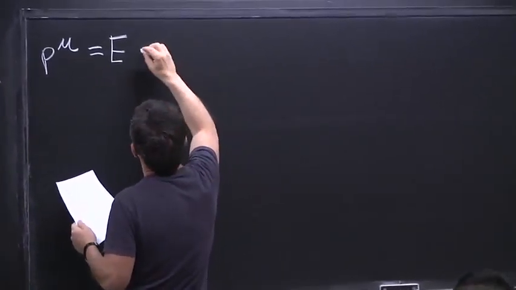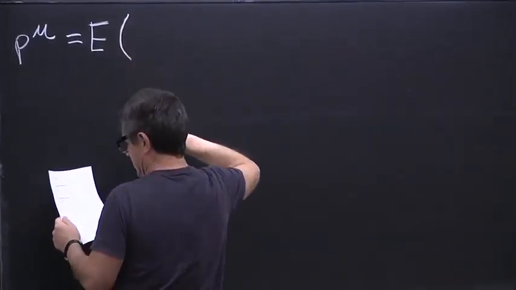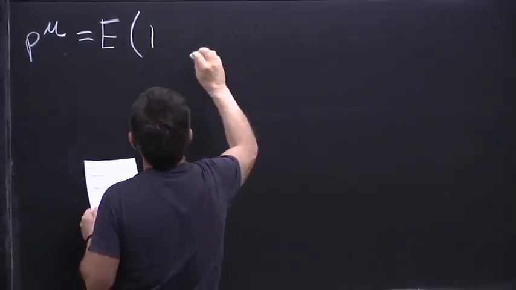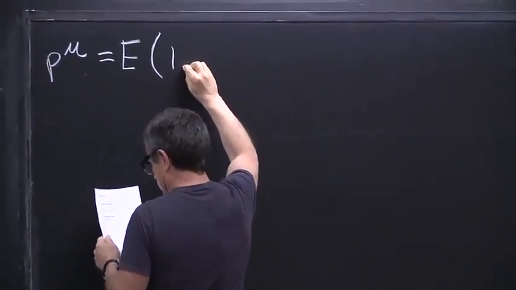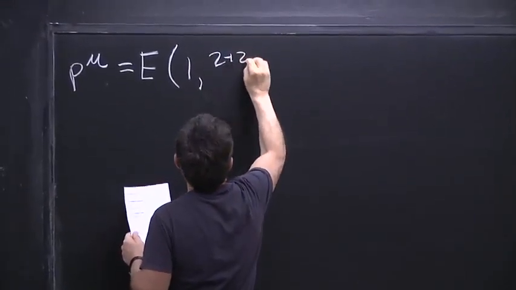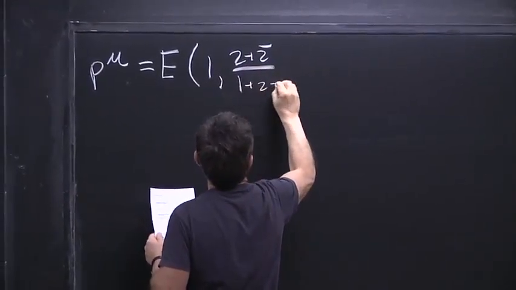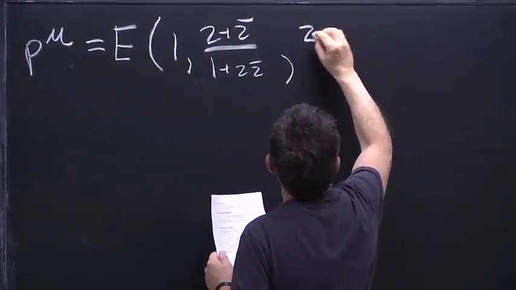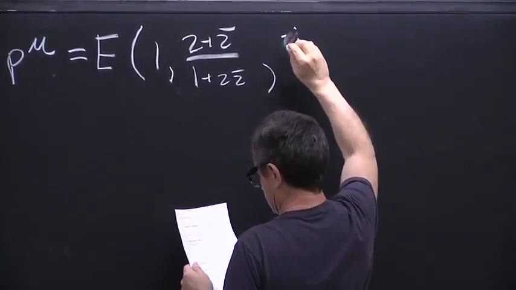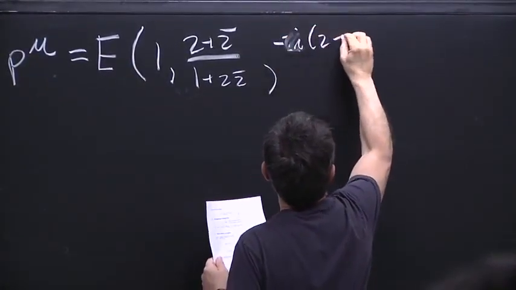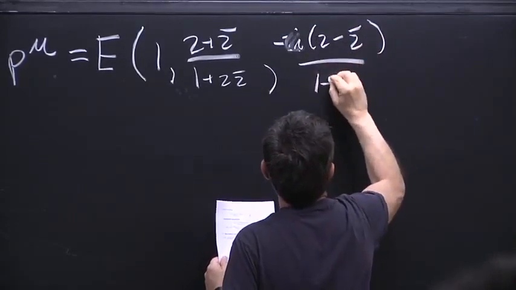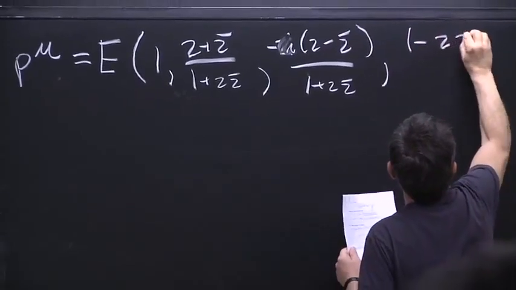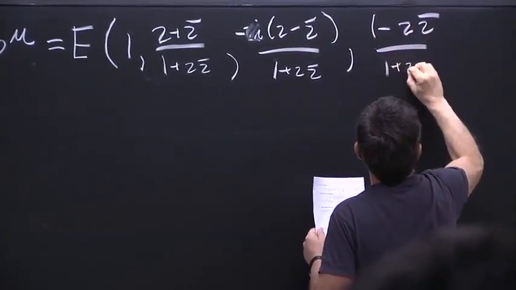So p mu we can write as the four-vector p0, p1, p2, p3 as 1 plus z z bar, over 1 plus z z bar, and z, times, or minus i, times z minus z bar over 1 plus z z bar. And then 1 minus z z bar over 1 plus z z bar.